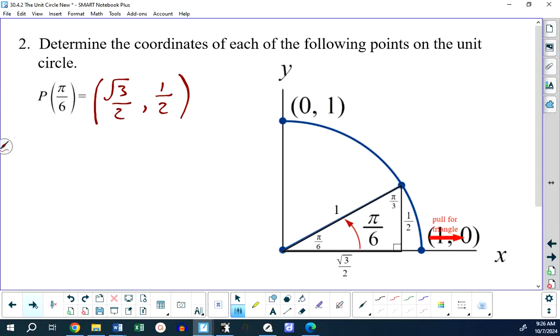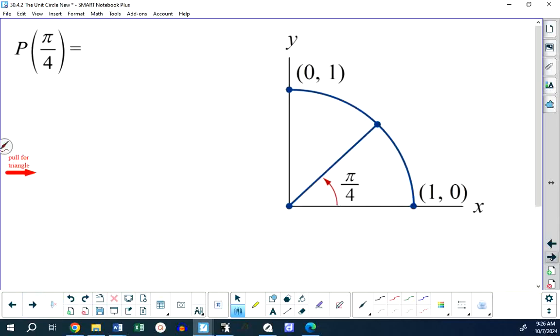I want you to make a mental note that whenever on the unit circle an x coordinate or a y coordinate is 1/2 or root 3 over 2, the other coordinate is the other number. These two go together like peanut butter and jelly. If you have one, you have the other. We'll label it on the unit circle in a second.